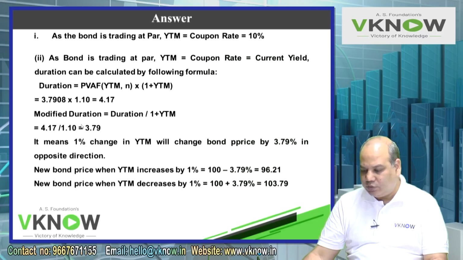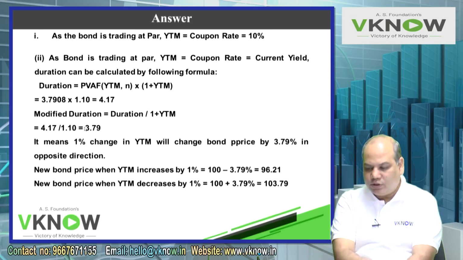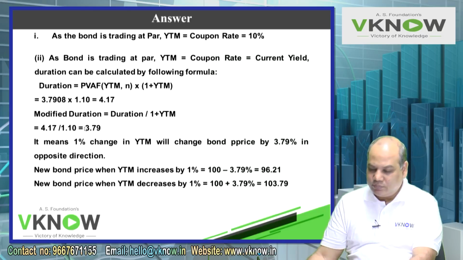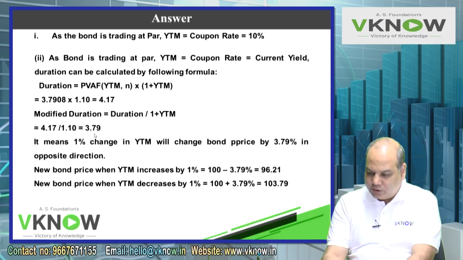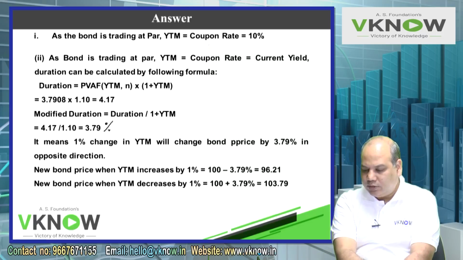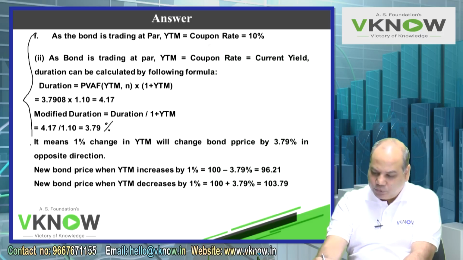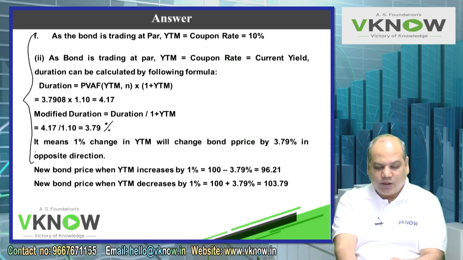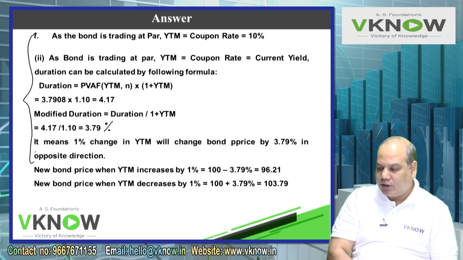Then write down modified duration. Modified duration equal to duration upon 1 plus YTM, 4.17 upon 1.10. Same answer, 3.79%. Very easy. We are just repeating this much. Up to this, nothing new. The same data was used in the previous question for understanding purpose.